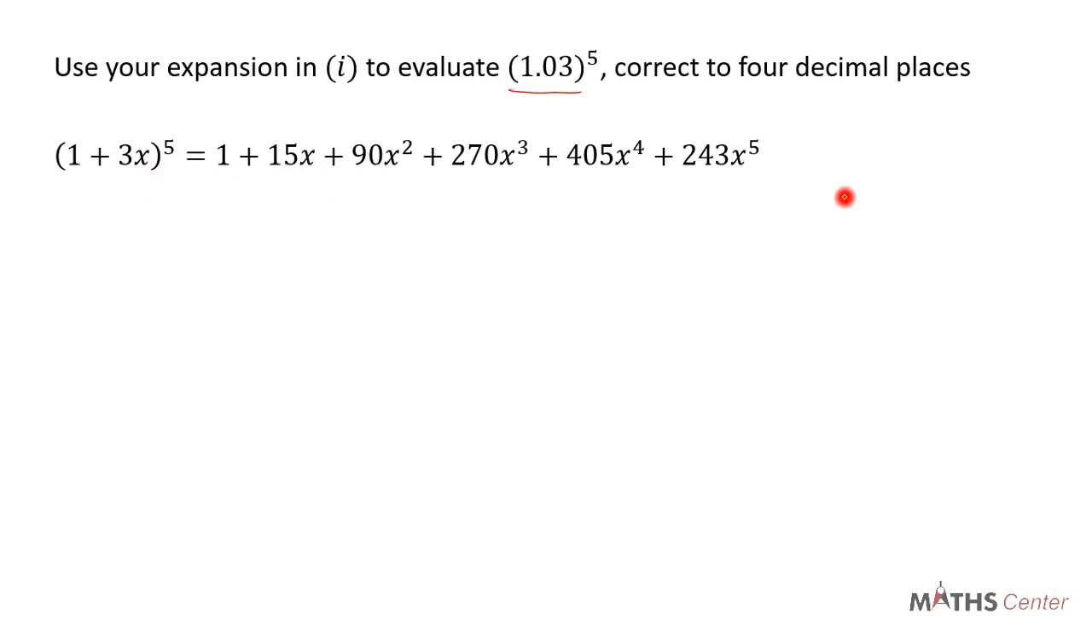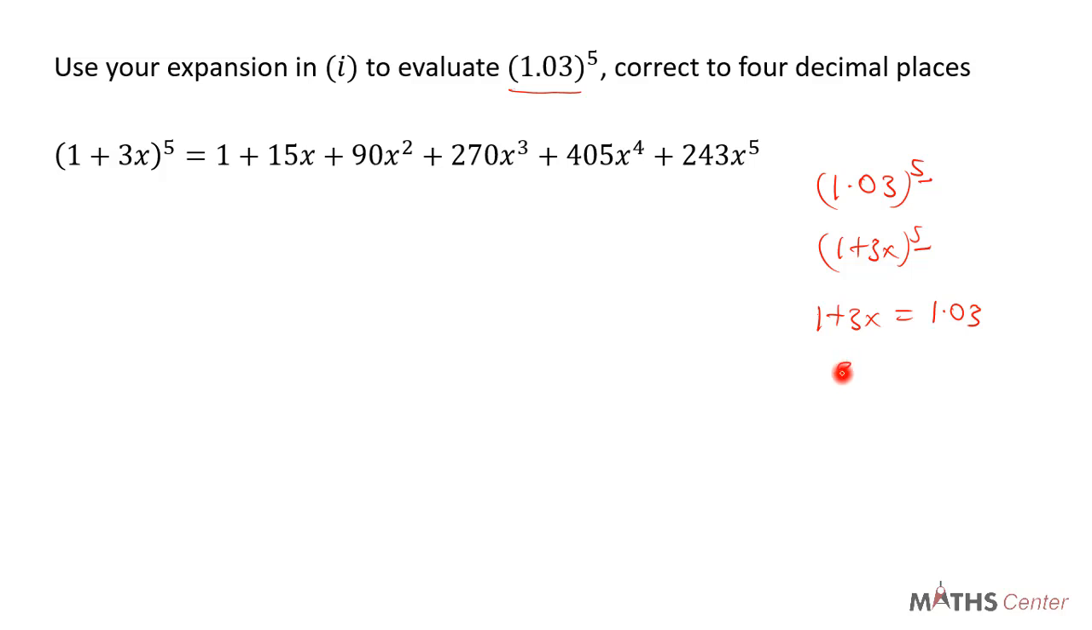So we are going to compare 1.03 exponent 5 to 1 plus 3x exponent 5. And by comparison, you can see we have 5 here, 5 here. The exponents are the same from indices. If the exponents are the same, then it means we can equate the bases. So we equate 1 plus 3x to 1.03. Then from here we can find the value of x.